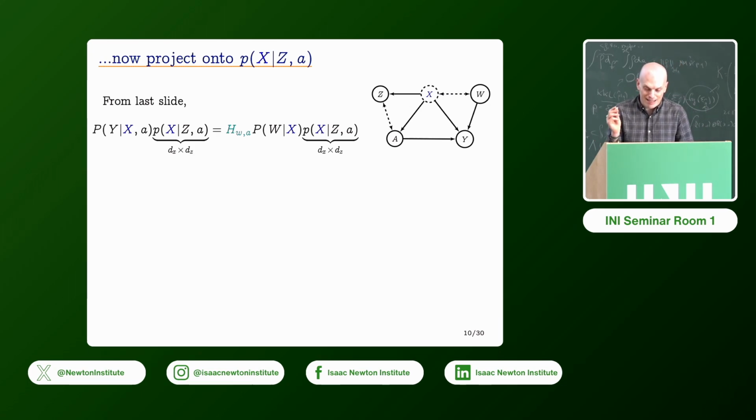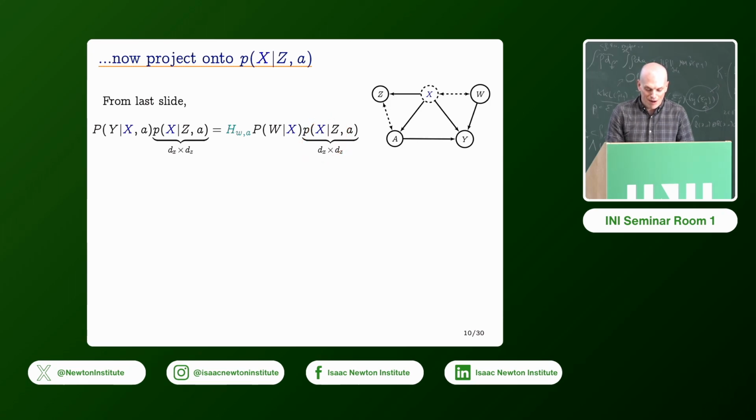Now, this again gives me a new assumption. This thing here has to be of rank at least equal to dx. Otherwise, I'm going to increase my null space, and I'm not going to correctly solve for h. So dz is greater than or equal to dx, and this thing has rank dx.